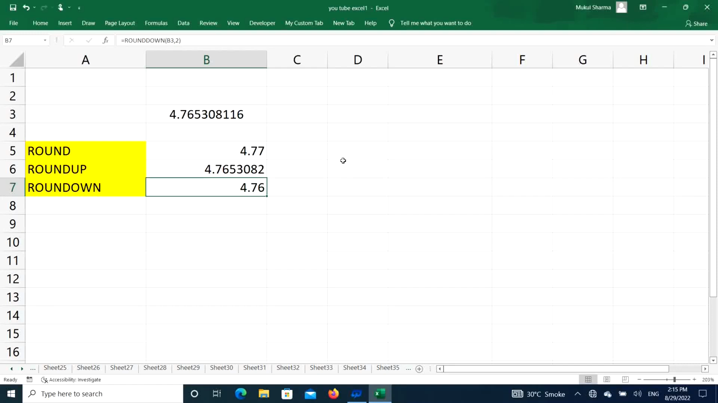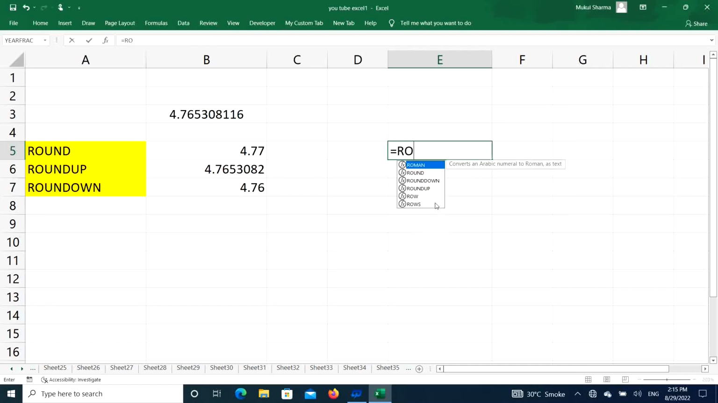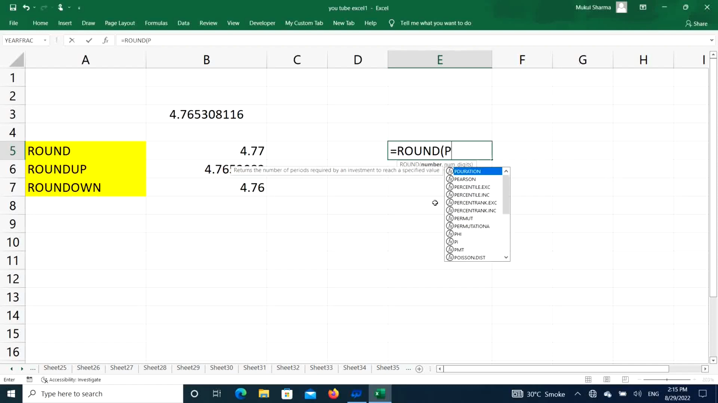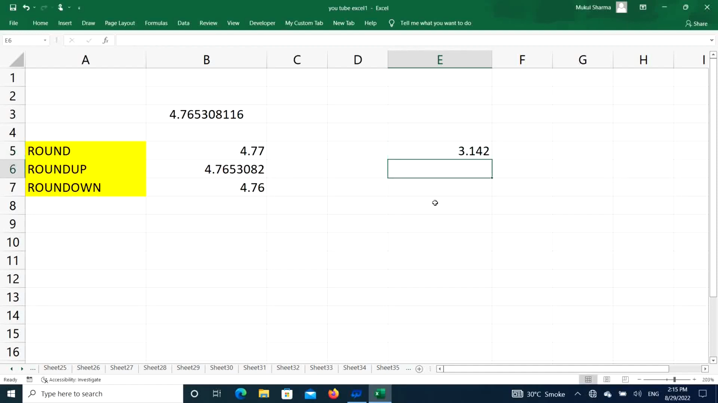I hope these three formulas are clear to you. And let us experiment more. Let us say we want to round off the value of pi. I will type PI, tab, up to 3 decimal places, which we use in the calculation. So you can see the answer is 3.142.